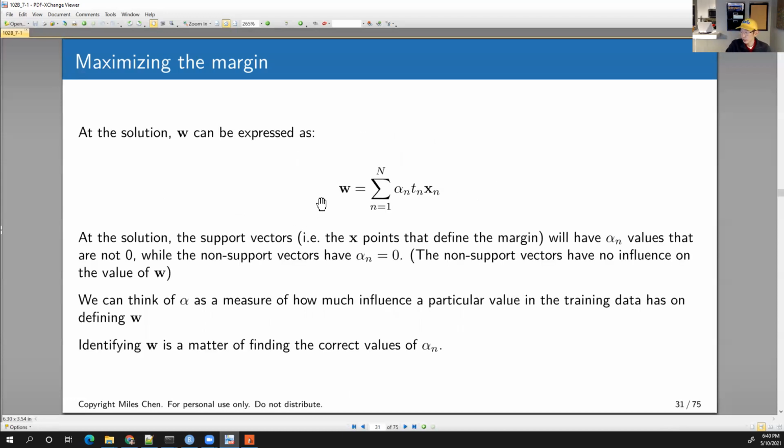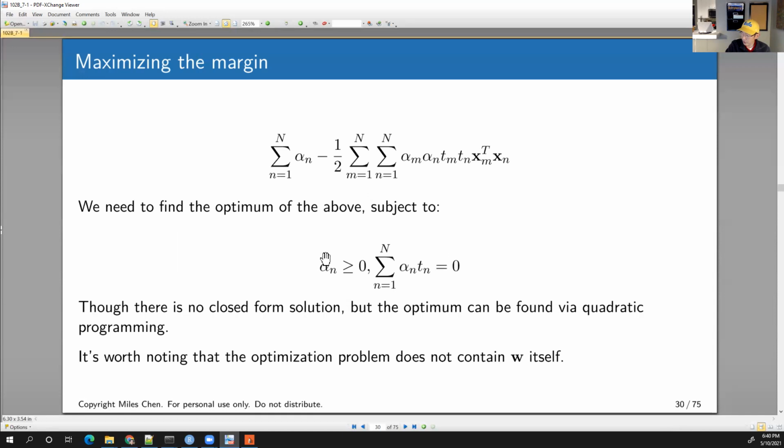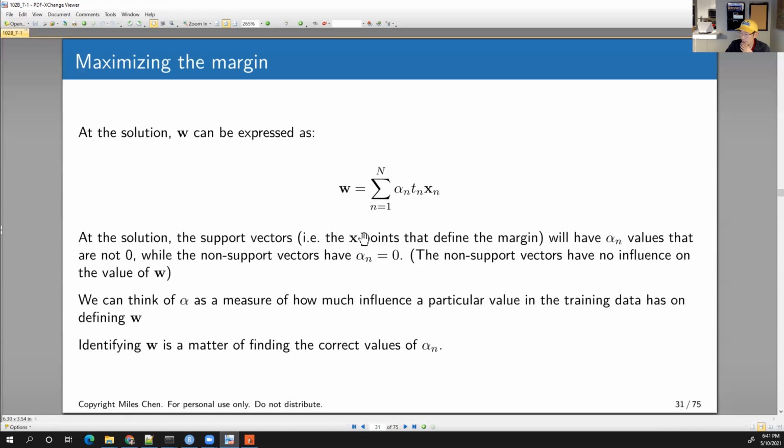And so all to say is that if you find the W, if you find all of the alphas that equal here, some of the alphas are going to end up equaling 0. And the ones where alpha does not equal 0, those are going to be the support vectors. So depending on the X observation, some of the observations will have an influence on what W is, and the other observations will not.